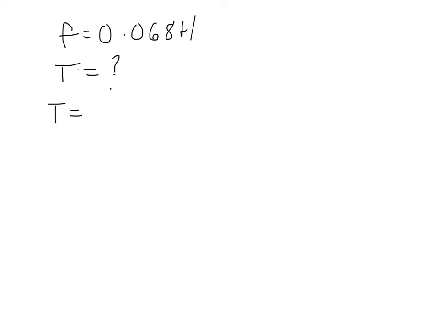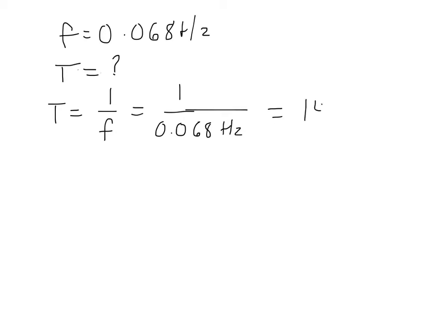It's just going to be period equals 1 over the frequency. So that equals 1 divided by 0.068 hertz. Should be a z up there. And we do that math, we should get period is going to be 14.7 seconds. And again, that would be how long it takes to complete one cycle. So if this is something like a Ferris wheel, it would take 14.7 seconds to go around in a circle once. So that's number 2.